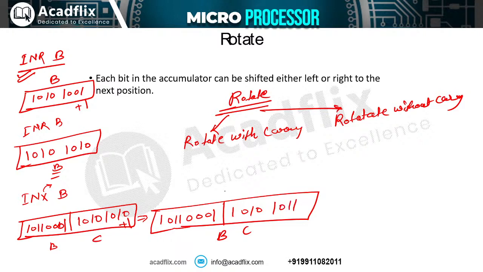Okay, this will become BC. If you have INX D, INX D means that you are incrementing the register pair DE. If you have INX H, that means you are incrementing the register pair HL.